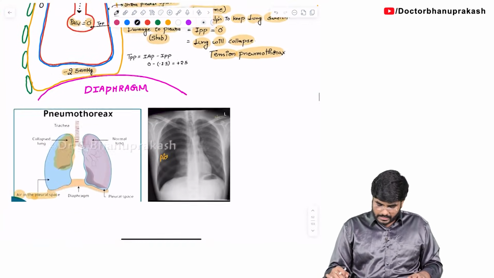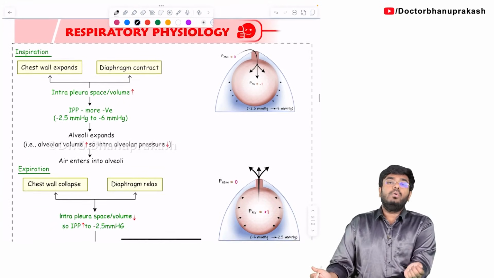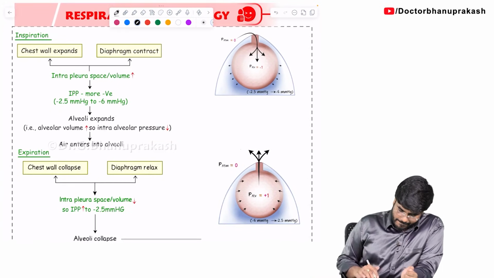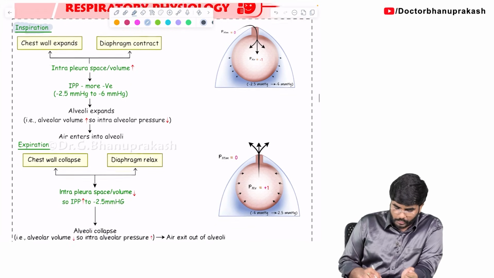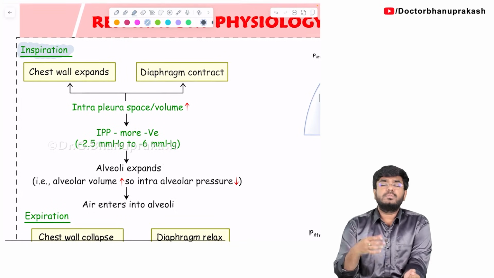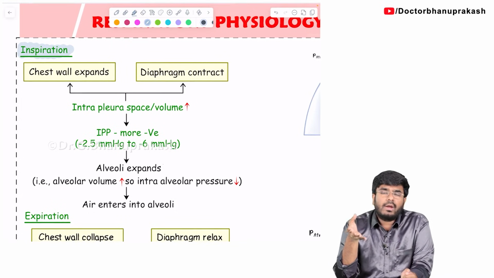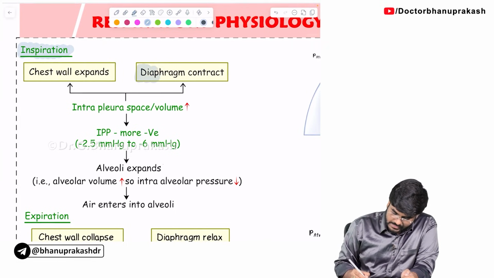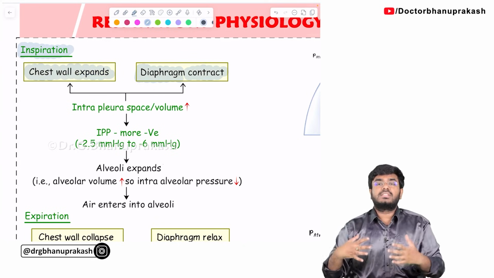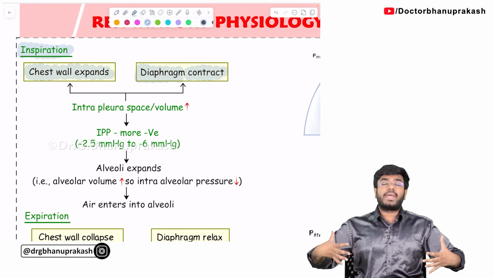Done. Next, let's see now how inspiration is going to happen. We all know inspiration is an active process where we have to contract certain muscles. First we are contracting the diaphragm. And what will happen to the chest wall? Because of the contraction of the external intercostal muscles, the chest wall is also going to undergo expansion.